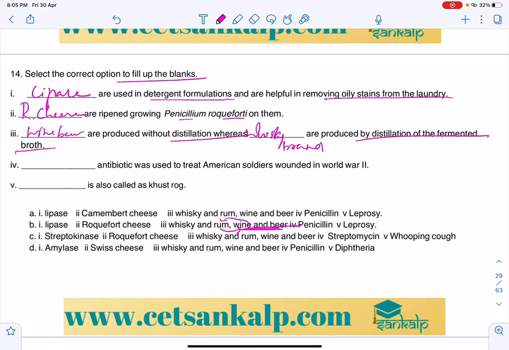Distillation of fermented broth. Broth means malt, fruit juices, or anything else. This one, dash antibiotic, is penicillin. Penicillin is generally obtained from Penicillium notatum, to treat bacterial disease, like leprosy, also called kushtha roga. So the answer for the 14th question is lipase, wine and beer, whiskey and rum, and then penicillin, leprosy. Just interchange this, and B is the answer.